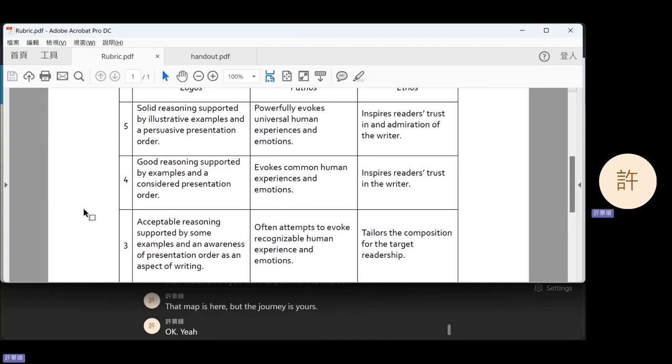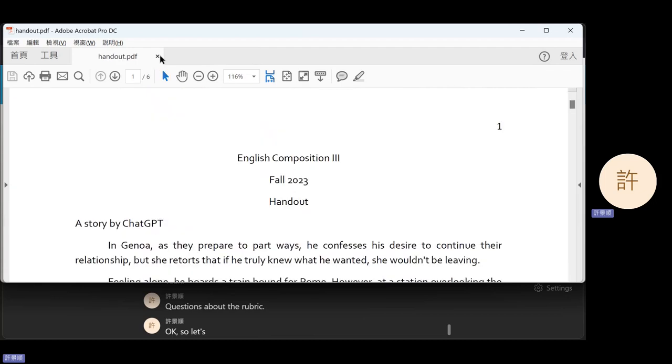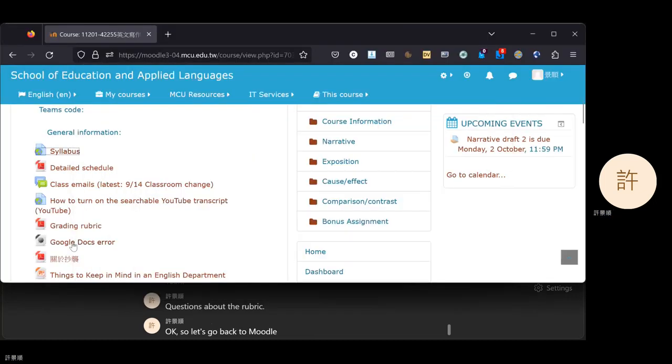Okay, do you have questions about the rubric? Okay, so let's go back to Moodle. So that was the syllabus, the detailed schedule, and the grading rubric here.